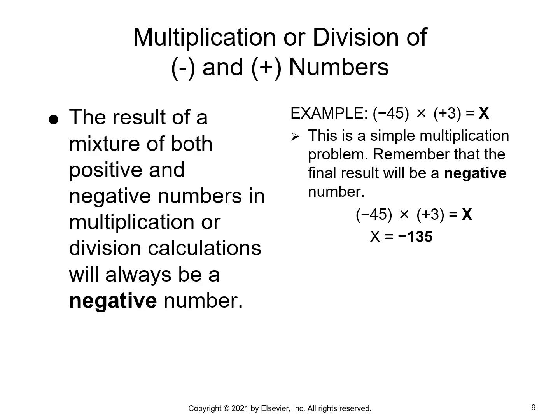Multiplication or division of negative and positive numbers. So the result with a mix of both positive and negative numbers with multiplication or division will give you a negative number. So that negative kind of takes over. And so in this example, negative 45 times positive 3, your answer is going to be a negative 135.